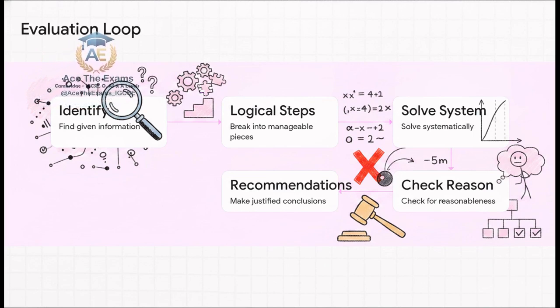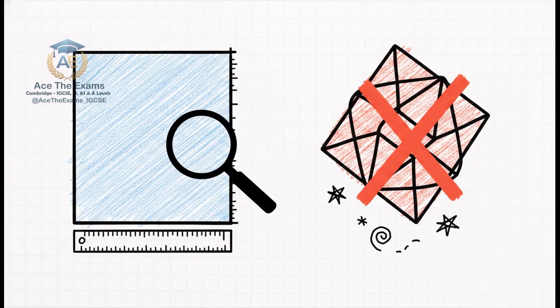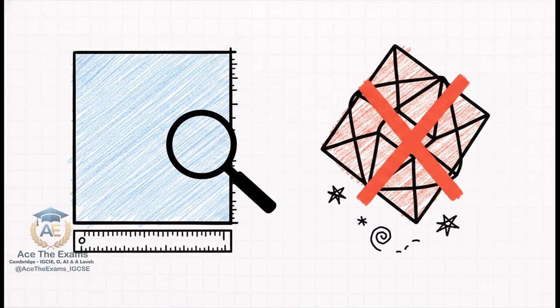Check for reasonableness. Think about it. Did you just calculate that a thrown ball reaches a maximum height of -5 meters? Because if you did, something is definitely wrong. And finally, Step 5, make justified recommendations based purely on your math. And as part of that reality check, you absolutely must identify limitations, assumptions, and how they actually affect your conclusions.